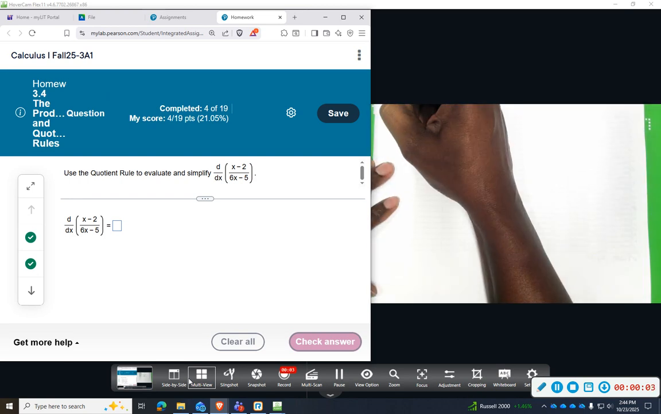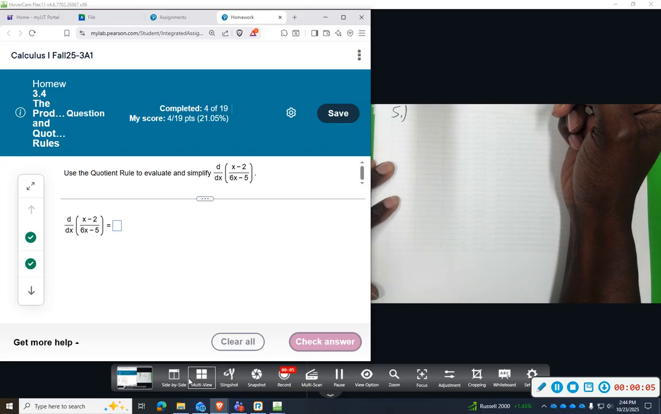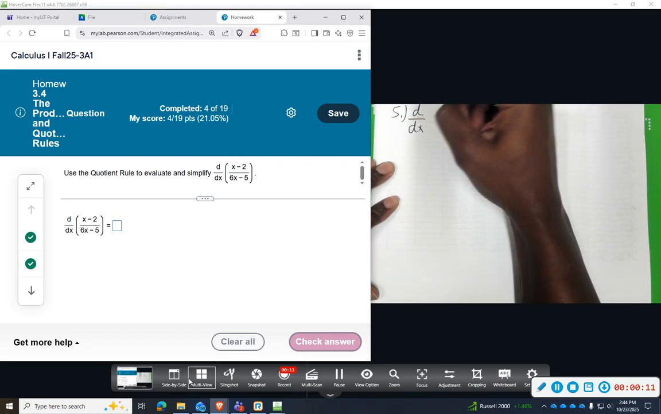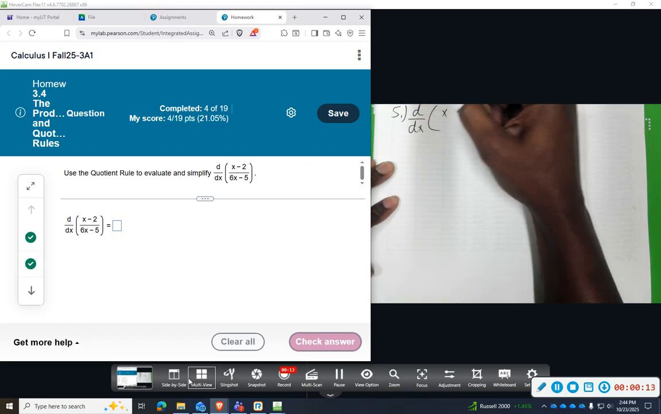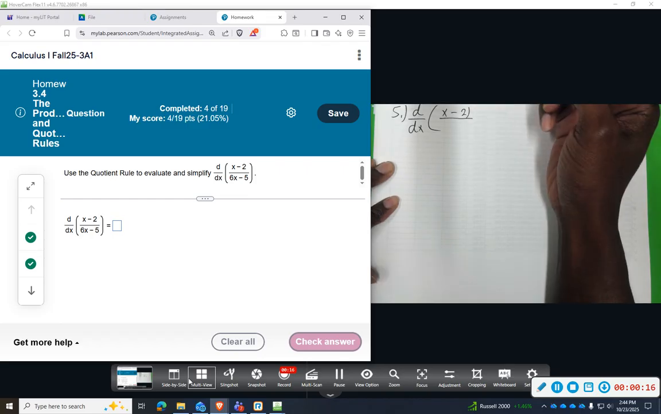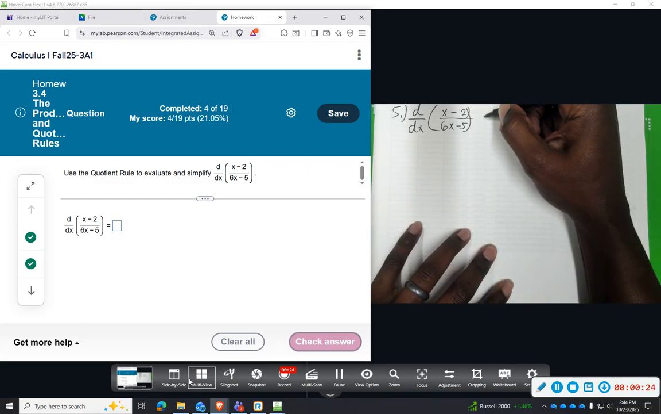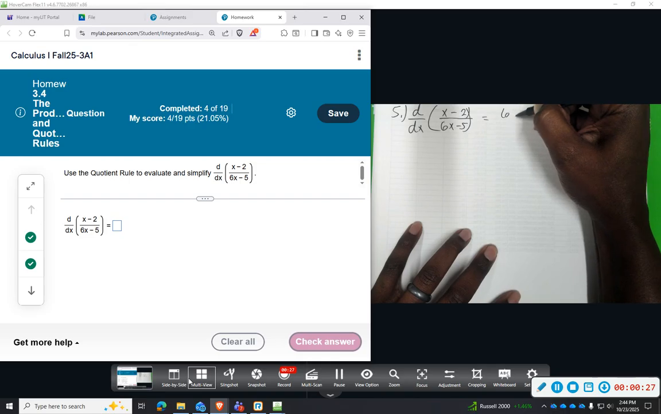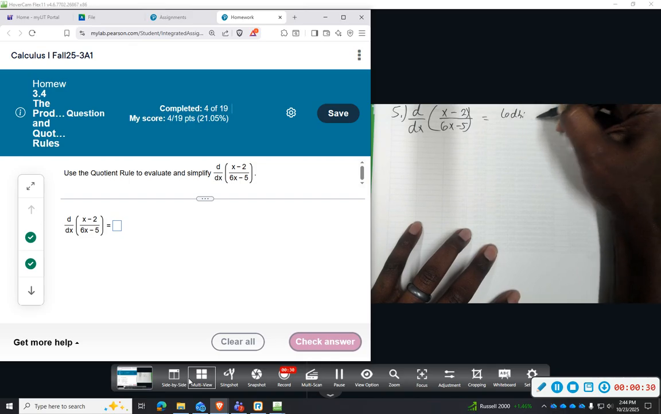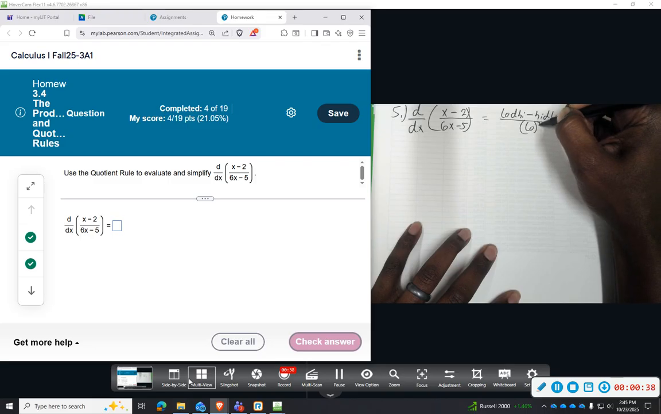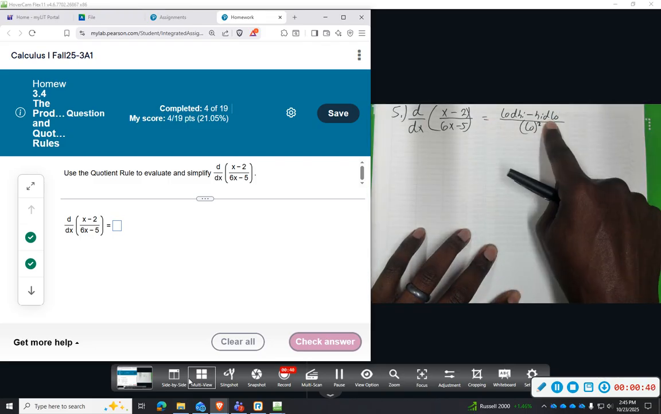All right, number 5. I want to do the derivative, which is the quotient rule. We're going to do d/dx of (x minus 2) over (6x minus 5). I usually just tell my students low d high minus high d low over low squared. Okay, so this is representative of the derivative.